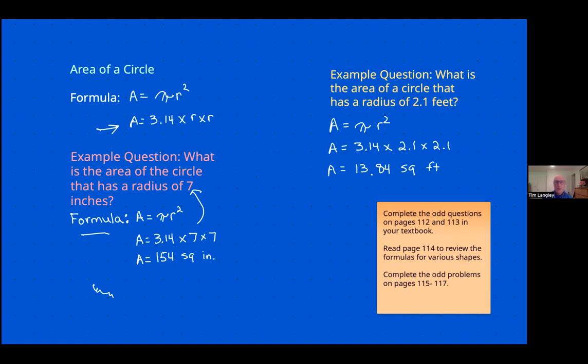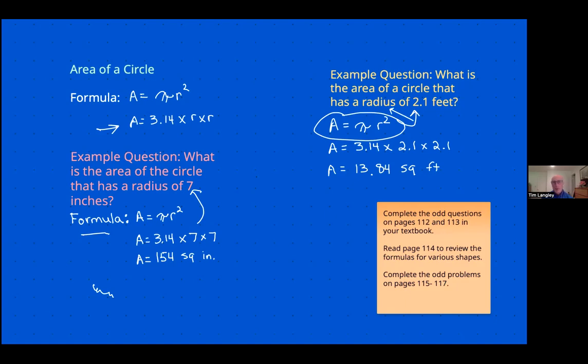Next problem. What's the area of a circle that has a radius of 2.1 feet? Again, here's my formula. The area equals pi times r squared. Start plugging in my numbers. Step 2, 3.14 times 2.1 times 2.1. That's the r squared. And the r squared came from, it gave us the radius, right, in the story problem here. So that's where that came from. Plug all that in. I get 13.84 square feet.